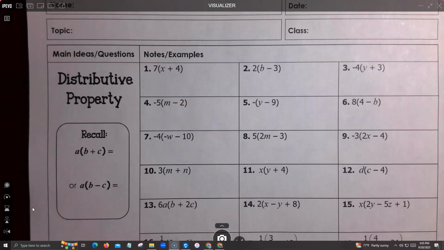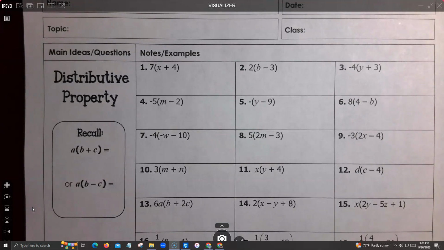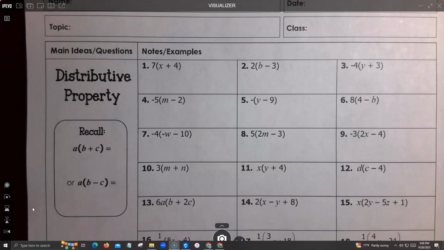Today's lesson is on the distributive property and simplifying expressions. So it's one more step than what you did in the last lesson, where you just combined like terms. We're going to distribute, practice the distributive property, and then we're going to combine like terms. So that's what we're going to be doing. That's called simplifying an expression, which I'll talk about in a minute.